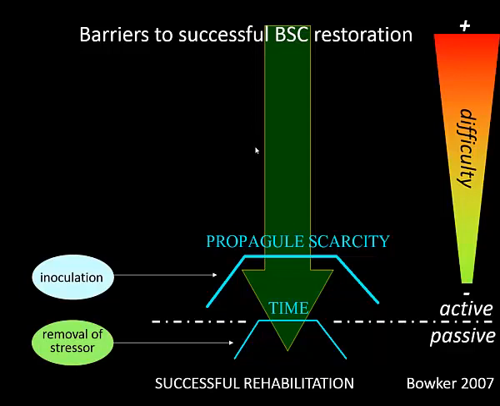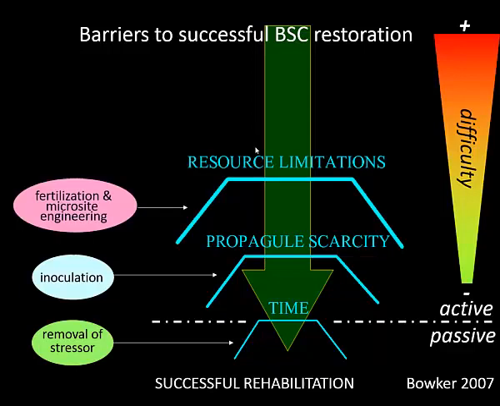Another barrier that's a little bit more difficult is what if there are resource limitations? This can take all types of different forms. You can imagine that micronutrients might be limited, water might be limited. There might not be good microsites for biocrusts to get established. This is where you actually have to start thinking about what the problems are on the ground and try to figure out what you can restore.